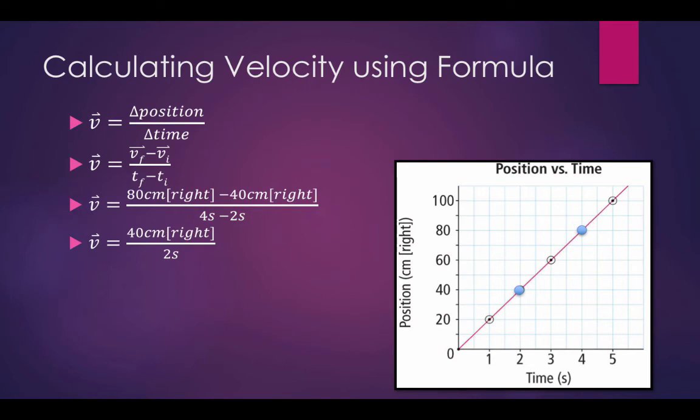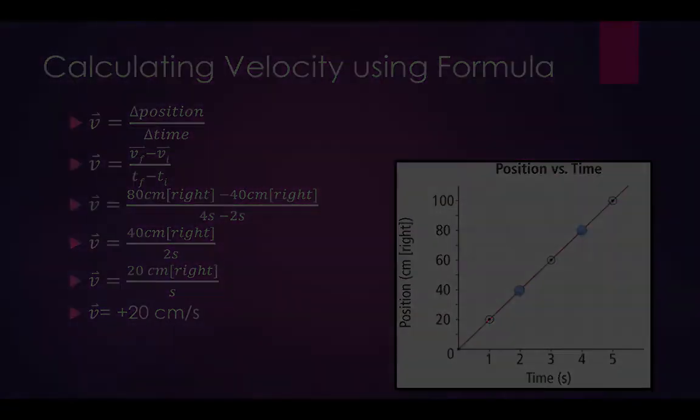This calculates to 40 centimeters per 2 seconds. We get 20 centimeters to the right per second, or simply velocity is plus 20 centimeters per second. This confirms that a slope of a position time graph provides us with velocity.